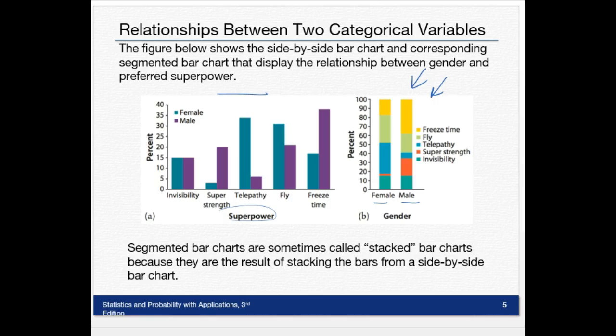So notice that they're both at 100%. And within the females, we broke it up. Like this percentage here was invisibility, then a very small percentage was super strength. The blue is telepathy. A lot of females want telepathy, while very few males want telepathy. Look at the yellow segment. A lot of males would prefer to freeze time, while women not so much. So you can tell a lot from a segmented bar chart. These are sometimes called stacked bar charts because they are a result of stacking bars from a side-by-side bar chart.